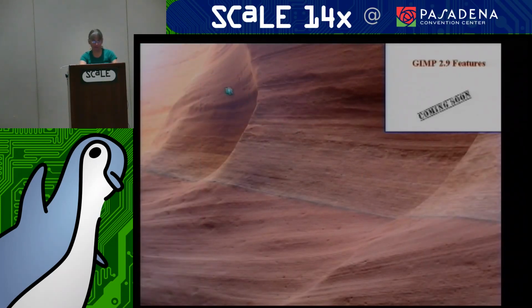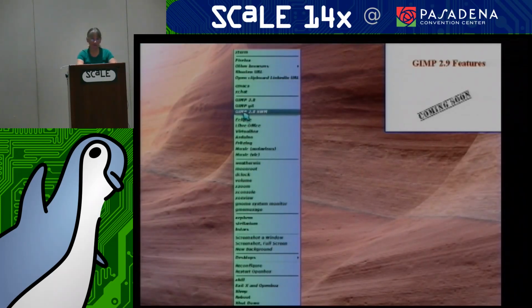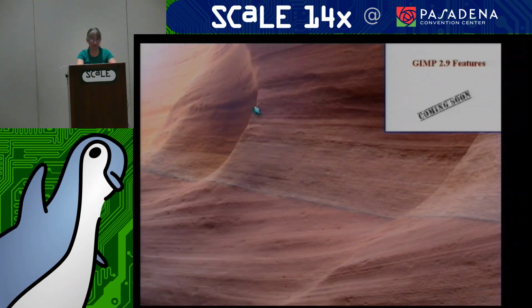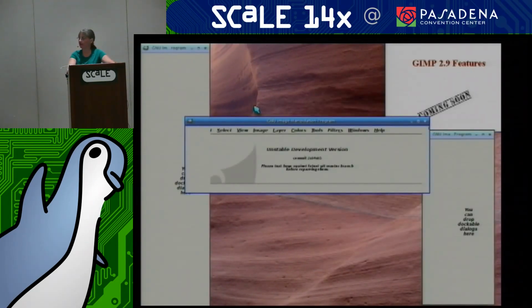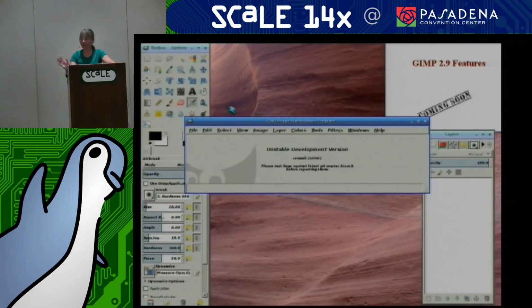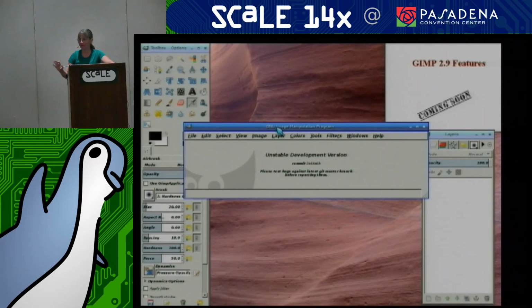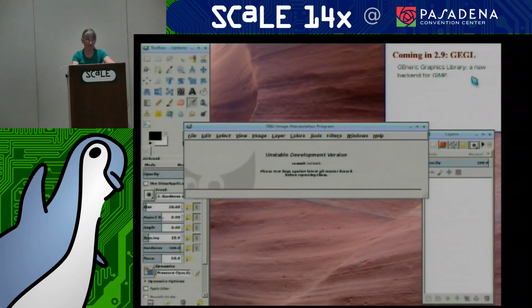Now GIMP 2.9. So I'm going to exit this and show you GIMP 2.9. This is GIMP built from Git as of about a week ago. It was running, so I didn't want to risk updating it anymore. You know how that is. It is still somewhat unstable. Not everything works, but there are some really great things coming up.